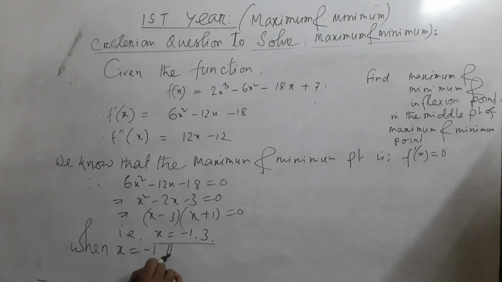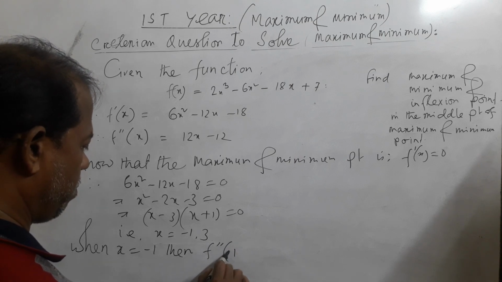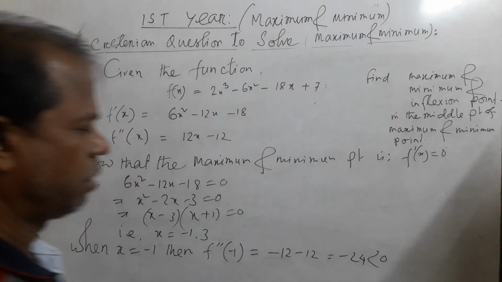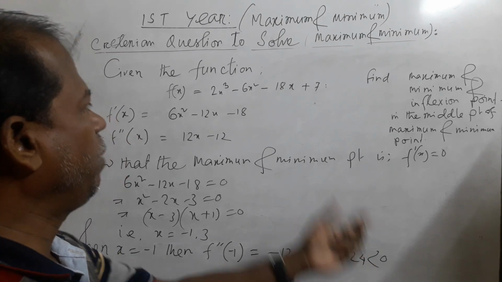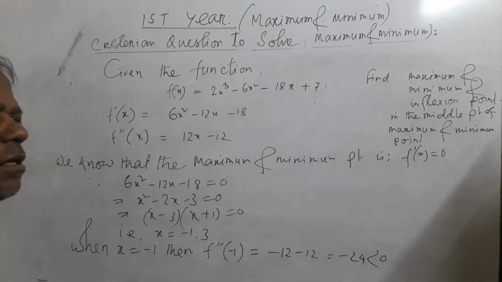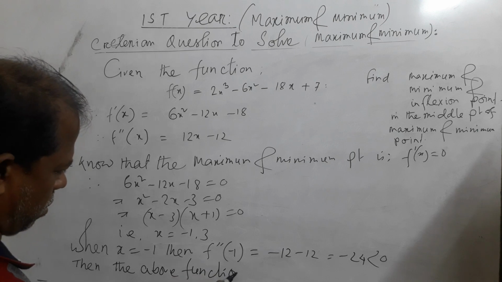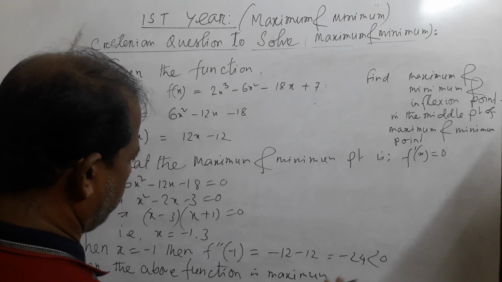When x equals minus 1, then f double prime of minus 1 equals minus 12 minus 12, which is less than 0. We discussed in the previous lectures on maximum and minimum that when x equals minus 1, f double prime of minus 1 is negative, then obviously the given function has a maximum value.